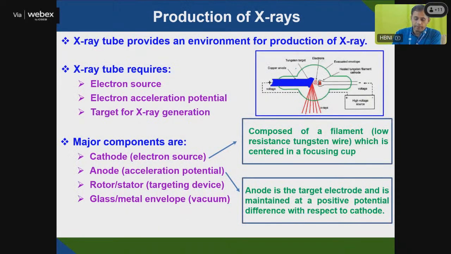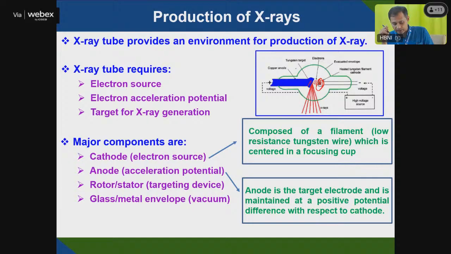So if you see the different parts, an X-ray tube requires an electron source. This is the electron source, the tungsten filament. Then you need a potential here, because the electron produced here has to have high acceleration. That means high kinetic energy. So for that you need an acceleration potential, a high positive potential here. Then there is the target source to generate the X-ray. So the major components are a cathode, that is the electron source, and an anode, that is the copper target, an acceleration potential, and a targeting device, that is a rotor, and the whole thing is inside a vacuum.